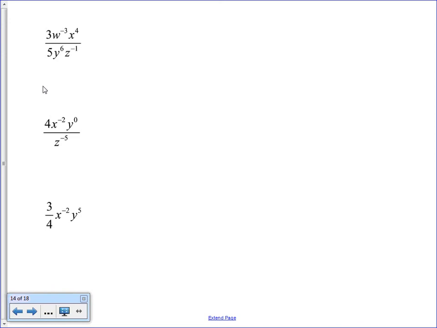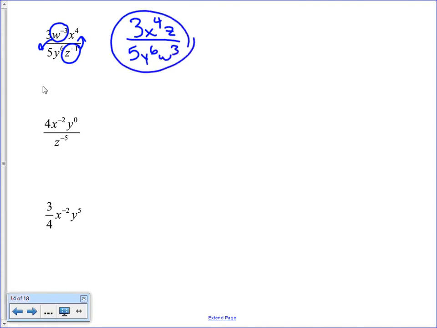Okay, so a little bit more complicated problems. So again, identify what has a negative exponent. Well, the w does. So does the z. So we have to move those. So I have a 3x to the fourth, z to the positive 1, but you don't really even need that 1 there. On the bottom, I have the 5, the y to the sixth, and then we move that w down, so w to the third will go on the bottom.